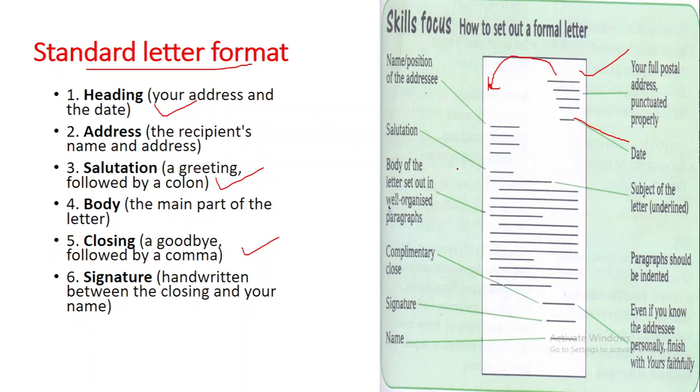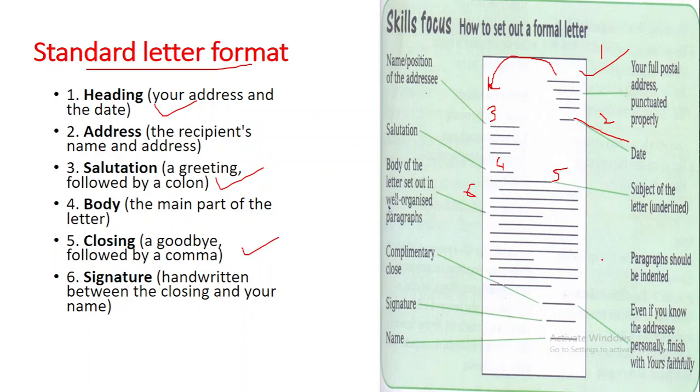And after that you go for the body of the letter, set out in well organized paragraphs. And before that, before you move for the body, you have to go for the salutation. So this is number 1, and date is number 2, and the receiver's address, that is number 3. And then after that, salutation is number 4, and the subject of the letter, that is underlined, it's number 5. And then number 6 is the body.